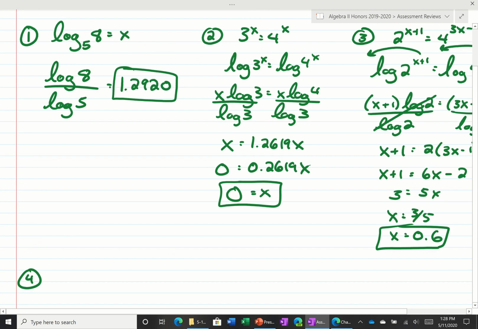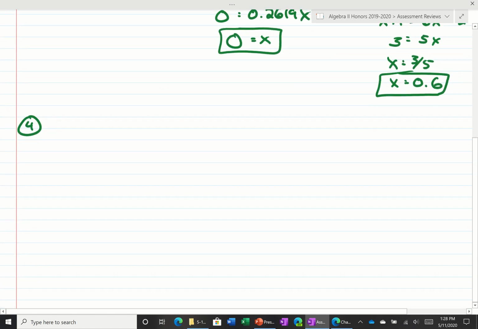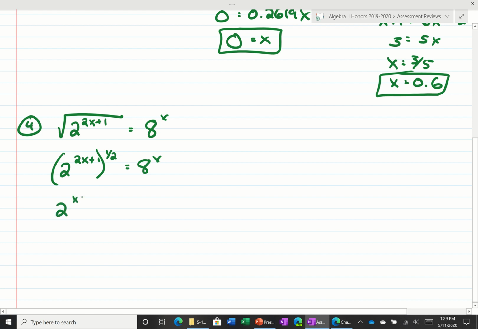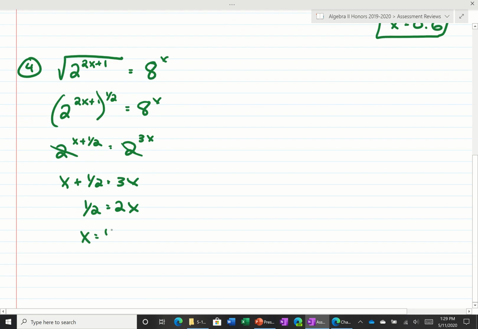Problem number 4 says we have the square root of 2 to the 2x plus 1 power, and that's equal to 8 to the x. So I'm going to convert the square root to an exponent, and then a power to a power we multiply. 8 is really just 2 to the 3rd, so we don't even have to use logs here. I mean, you could if you want. You could take the log of both sides and then bring the powers down, but another way to do it, x plus 1/2 would be 3x. So 1/2 would equal 3x, or I'm sorry, 1/2 is equal to 2x. Dividing both sides by 2, you get x is 1/4, which is the same as 0.25.